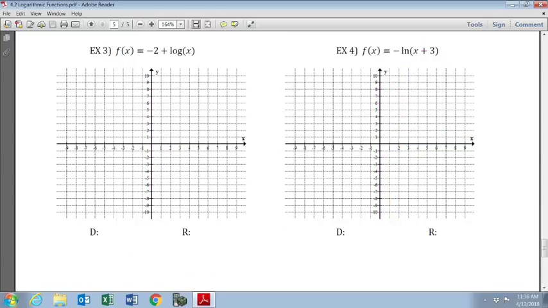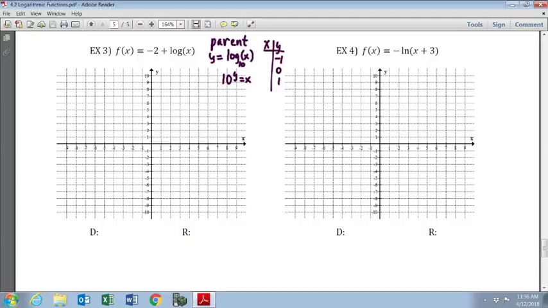All right, let's move on to number 3. Here our parent function is the common log, y equals the log base 10 of x, or the log of x. Let's go ahead and make a table. But first we want to change to exponential form. Our base is 10, the exponent is y, and the answer is x. We want to make a table where the y values are -1, 0, and 1.